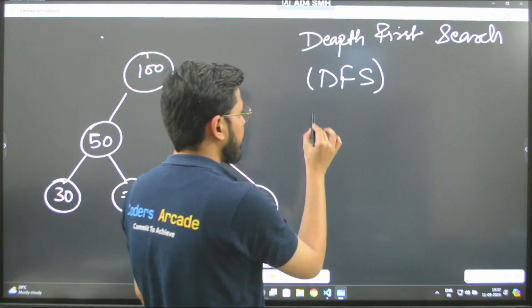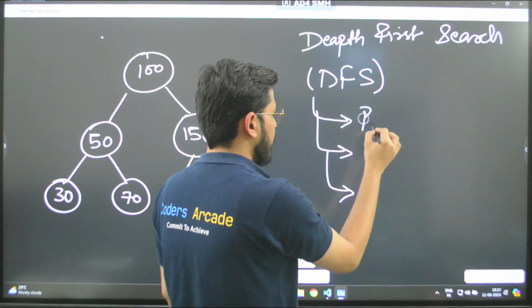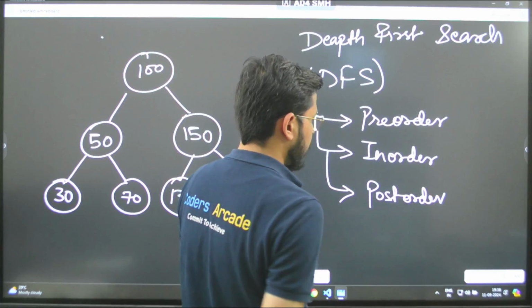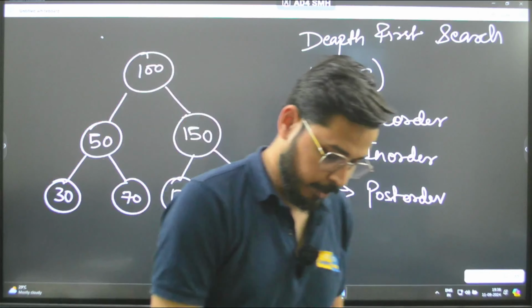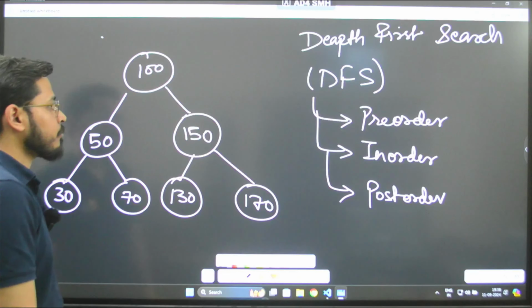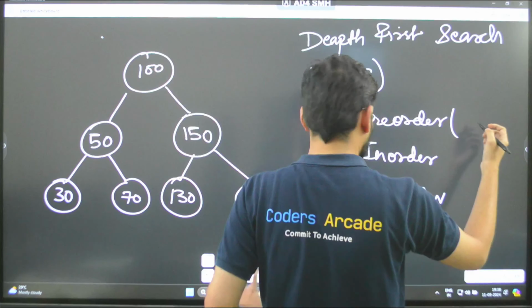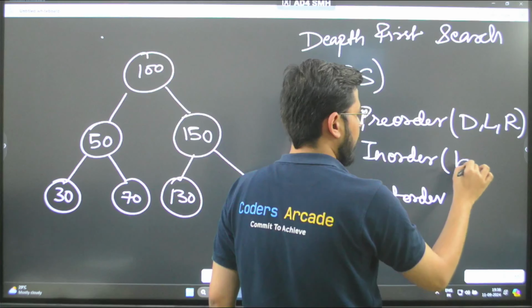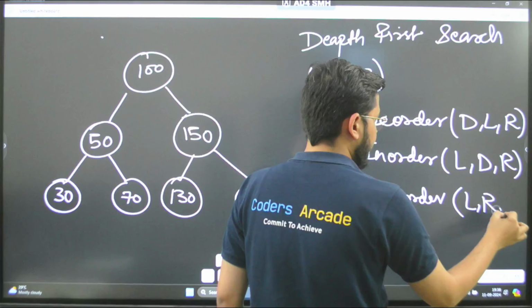Guys, I have explained you DFS can be divided into three parts: pre-order DFS, in-order DFS, and post-order DFS. What happens in pre-order? Pre-order is data, left and then right. In-order is left, data and then right. And then post-order means left, right and then data.